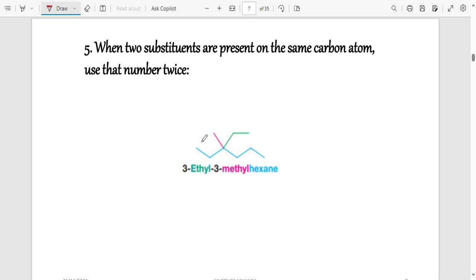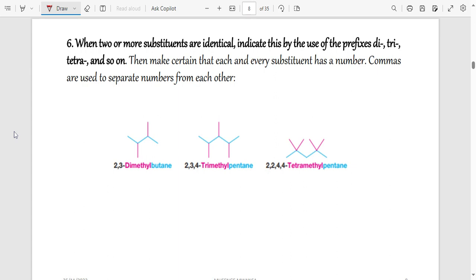How about if the groups are on the same position? For this one, first count the longest chain: 1, 2, 3, 4, 5, and 6. You can see at position number 3, you have 2 groups. One is a meth, the other one is an eth. When you are naming, always make sure that you include the positions at which they are. So 3-ethyl and then 3-methyl hexane. So you write the 3 twice. If the same group is repeating, you can use things like di, tri, tetra.